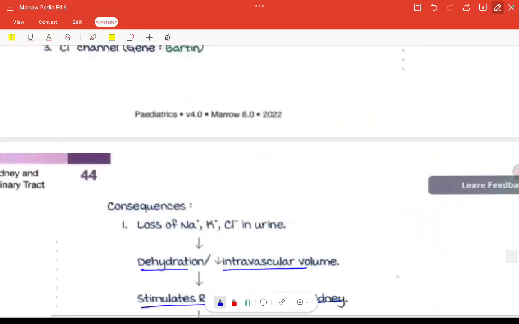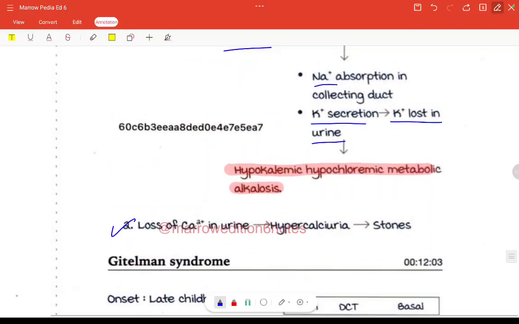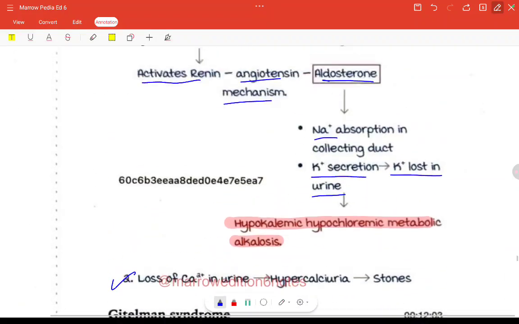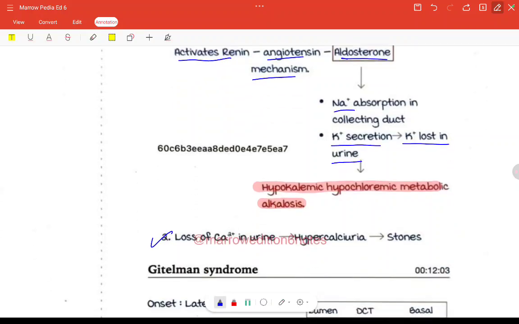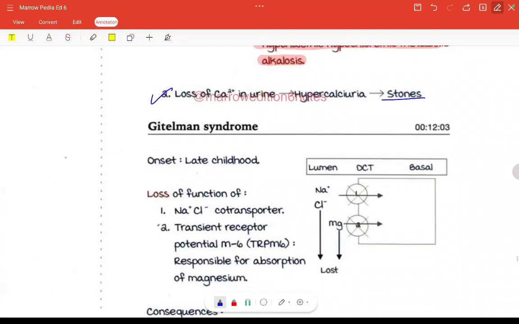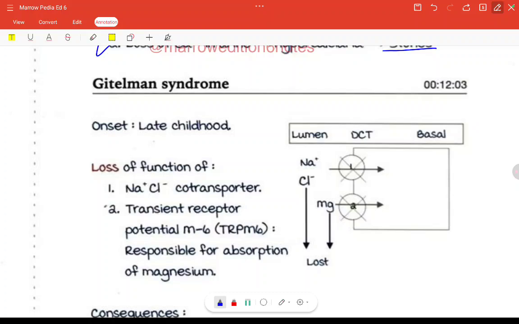Two things that we saw right now: loss of sodium, potassium, chloride in the urine and loss of calcium in the urine. Due to the sodium, potassium, chloride loss there is hypokalemic, hypochloremic metabolic alkalosis, and due to calcium loss there is stone formation. Now coming to Gitelman syndrome, its onset is late childhood and there is loss of function of what? The sodium chloride co-transporter. First one is this sodium chloride co-transporter, and second one is transient receptor potential M6, TRPM6, responsible for absorption of magnesium.